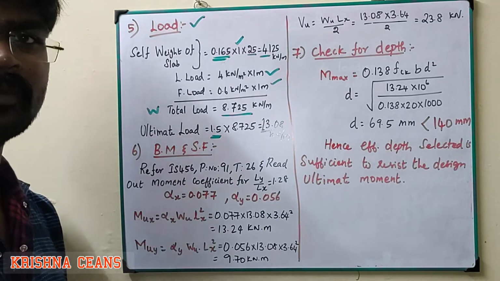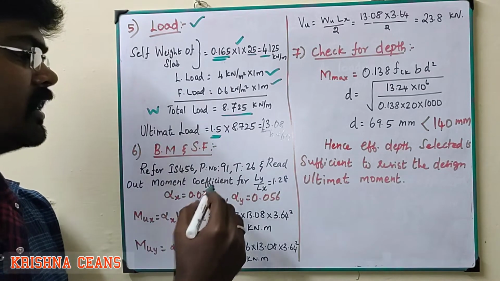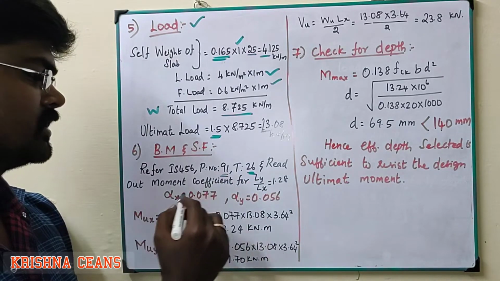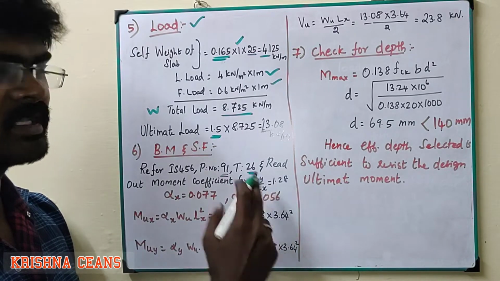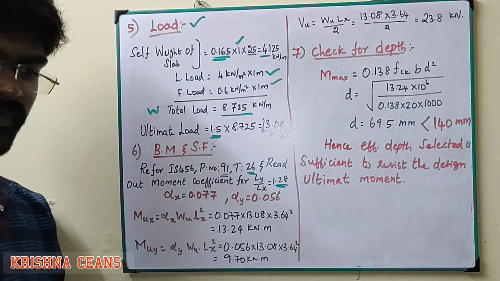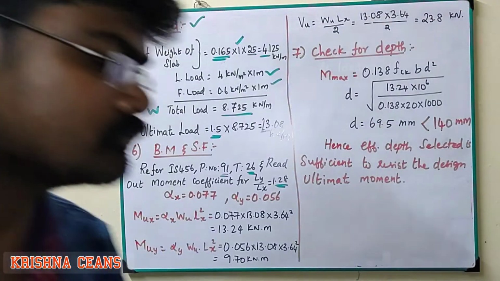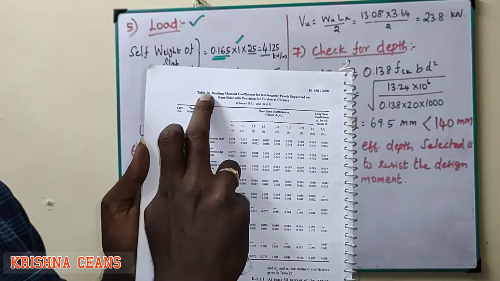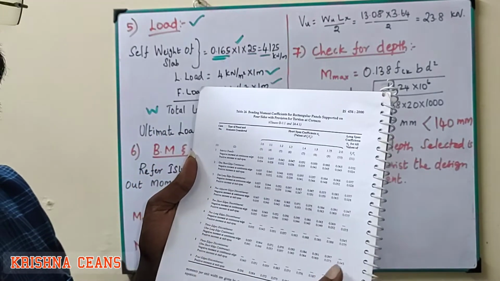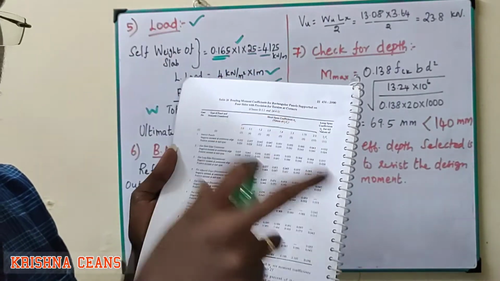Next we need to find the bending moment and shear force. In order to find that, we have to refer to page number 91, table number 26, to read out the moment coefficient alpha for Ly by Lx. Our ratio is 4.5 divided by 3.5, which is equal to 1.28. Table number 26 gives bending moment coefficients for a rectangular panel supported on 4 sides, and we also need to provide torsion reinforcement.